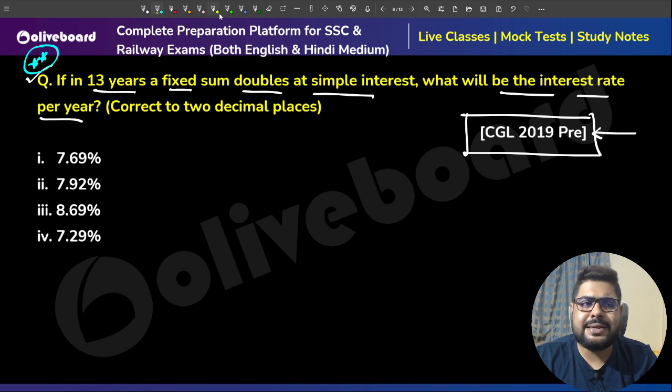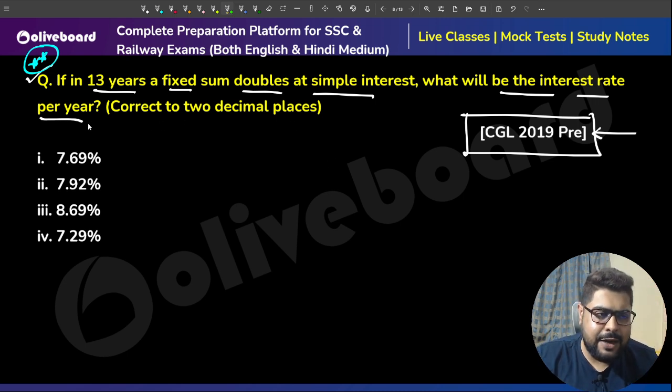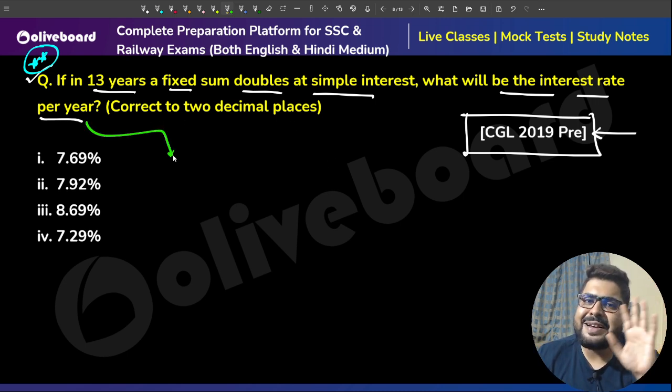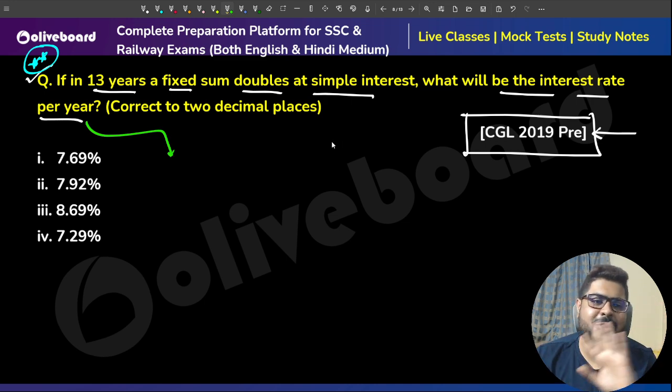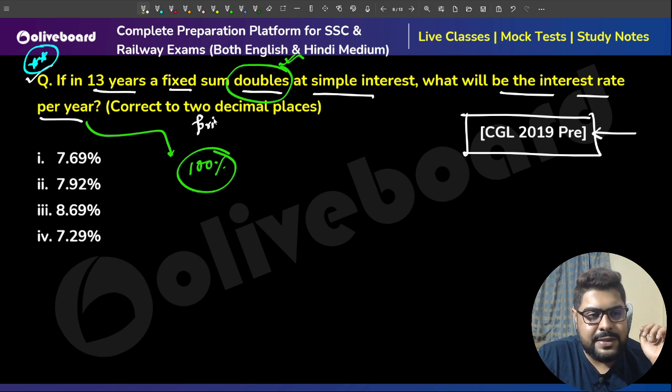Now, sir, please understand one thing. There are formulas, this and that. I'm 100% certain there must be someone who has done this using a formula. I'm saying do not use a formula. Sir, doubles. What does it mean? Sir, principal is always 100%. We understood. This is your principal. This is always your principal, sir.